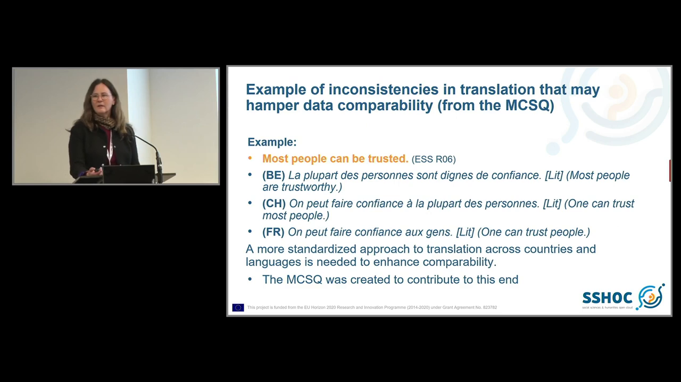And here's an example of these inconsistencies that we found when we researched the MCSQ. This example is from ESS round 6. Most people can be trusted. And in Belgian French, it's translated into most people are trustworthy. In Swiss French, it's translated into the equivalent of one can trust most people. But in French French, it's translated into the equivalence of one can trust people, full stop.